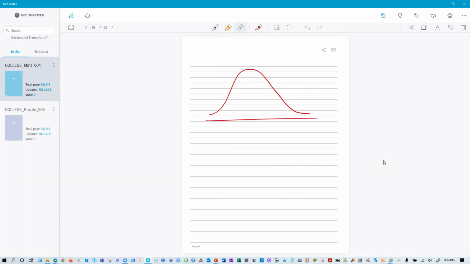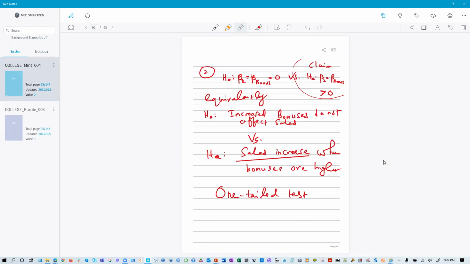Since it's a greater than, it's definitely what? Right tail. How did you figure that out? By looking at this now. Looking at the alternative hypothesis, you're going to decide whether it's going to be right tail. It's a right tail test because of the alternative, H naught being this way: beta 2 greater than 0.